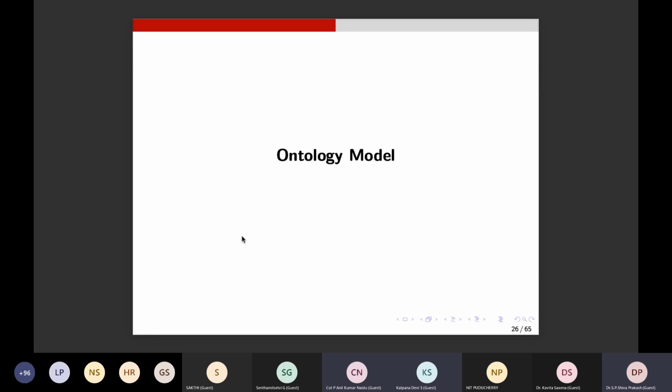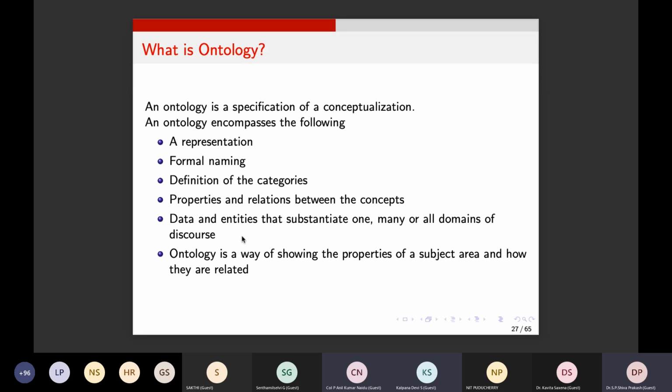Now, what is an ontology? It is a specification of a conceptualization. It basically has a representation, a formal naming, a definition of the categories, the properties and relations between the concepts, data and entities that substantiate one or many or all domains of discourse. Basically, ontology is a way of showing the properties of a subject area and how they are related.